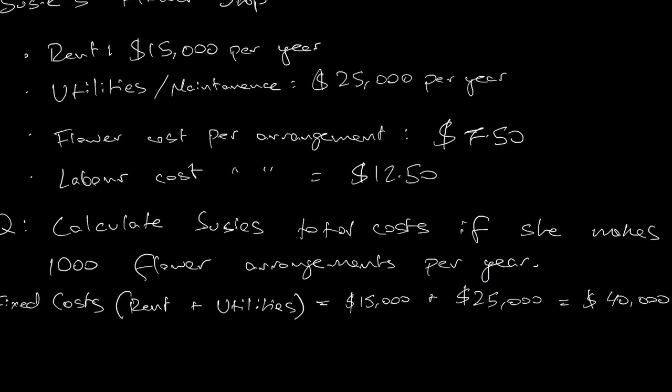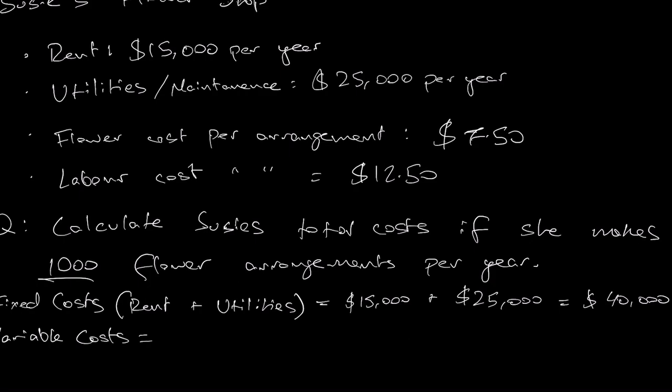We can also see that Susie's got some other associated costs. These are the costs per arrangement. So we'll call these the variable costs because they'll actually change depending on how much Susie produces. In this case, the number that we're looking at is 1,000 flower arrangements, but the calculation we're going to go through now would be different if she had created 750 flower arrangements, or if she'd gone ahead and done 1,500 flower arrangements.